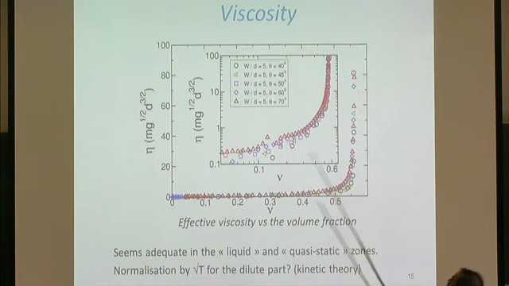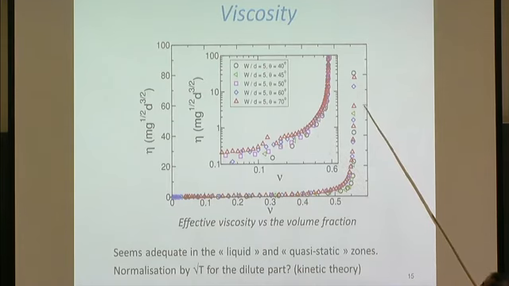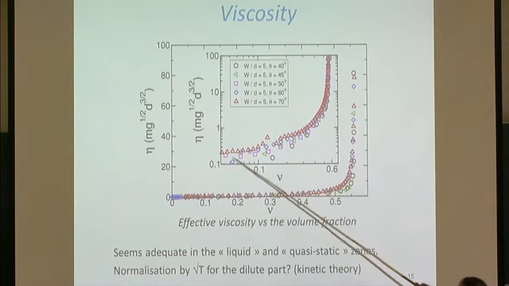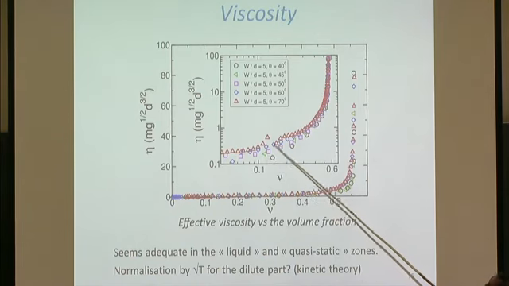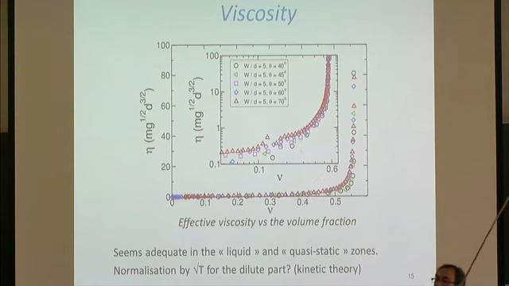And if we draw this viscosity according to the packing fraction, in this case almost all the curves seem to be collapsed. So it seems to be better as a normalization. Some things still don't work so well in the dilute part, but maybe we should also divide it by the square root of the temperature, as in the kinetic theory.